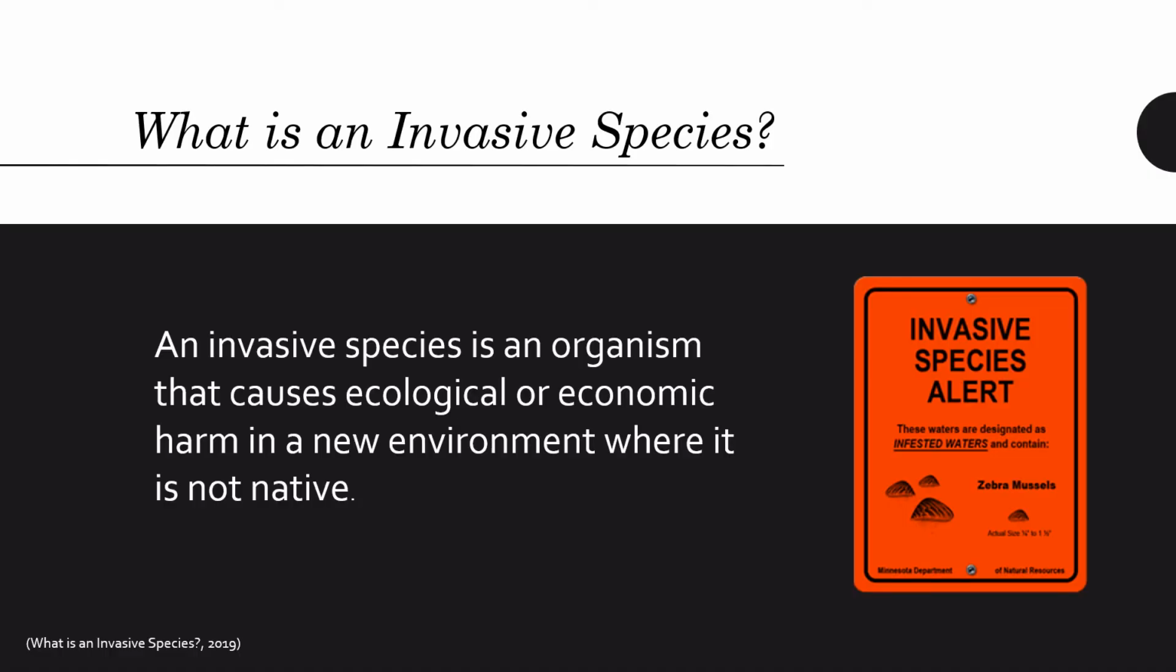So what exactly is an invasive species? An invasive species is an organism that causes ecological or economic harm in a new environment where it is not native. Another example of an invasive species would be the zebra mussels that live in the waters of many U.S. states, although they are originally from Europe, specifically the Caspian Sea. What makes them invasive is that they cause damage to waterways, ships, and water treatment plants.